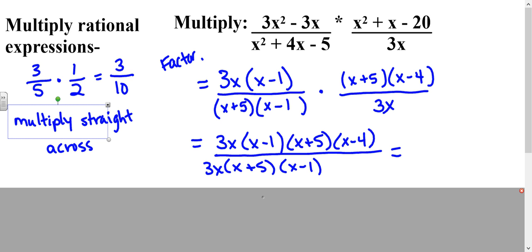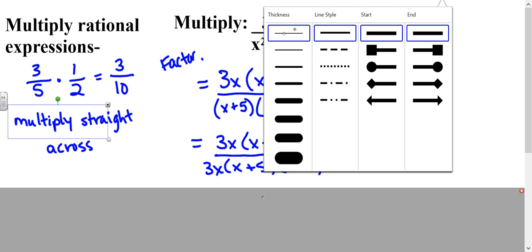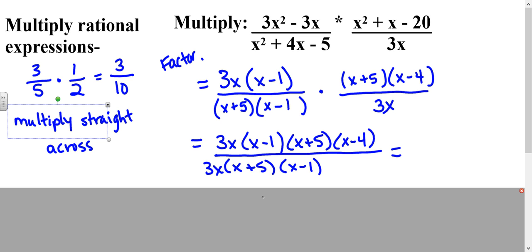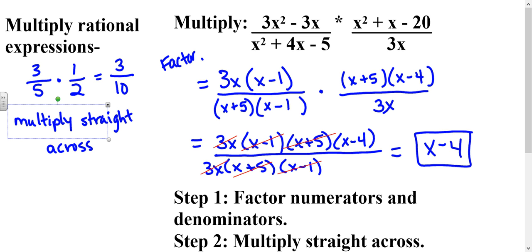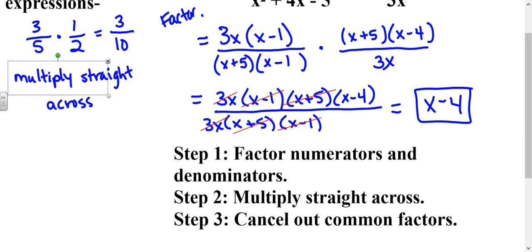So from here, if I wanted to see what canceled out, then I would look and I could see that the 3x's cancel out, and I would also see that the x minus 1's cancel out, and I would also see that the x plus 5's cancel out. So the only thing that I'm left with is x minus 4, so that would be the final answer. So just to recap, you don't have to write these steps down, but if you'd like to, it might be helpful. First, you have to factor all the numerators and denominators. Then we multiply straight across, and then we cancel out common factors.